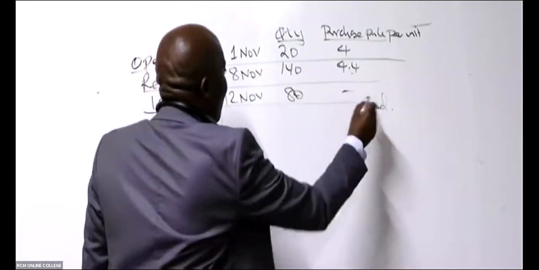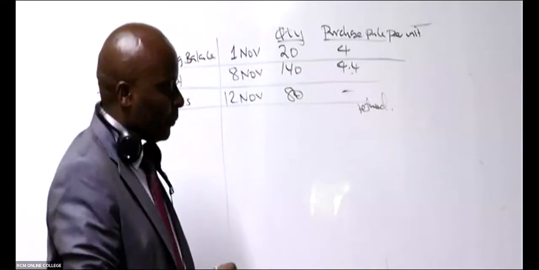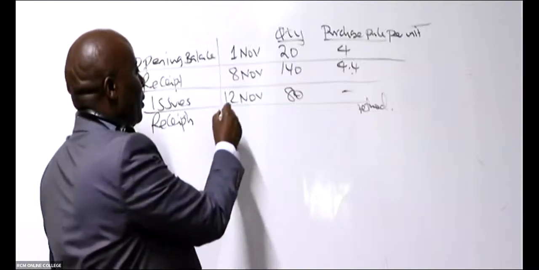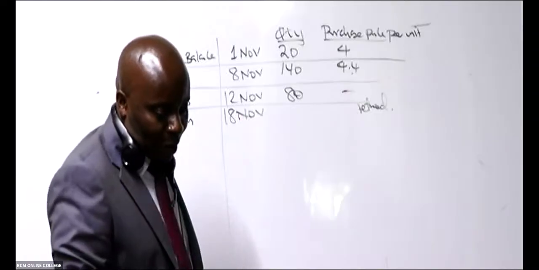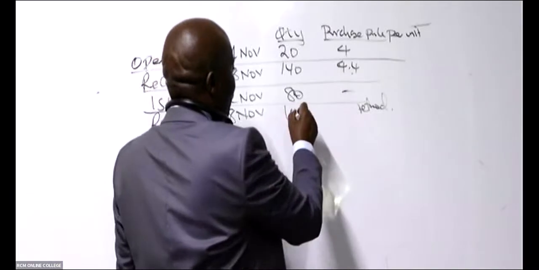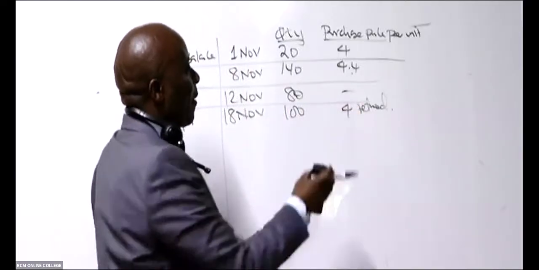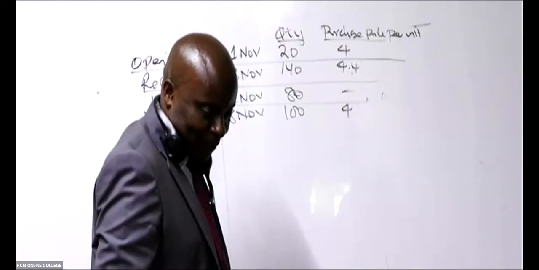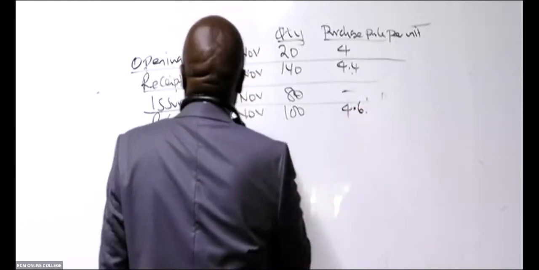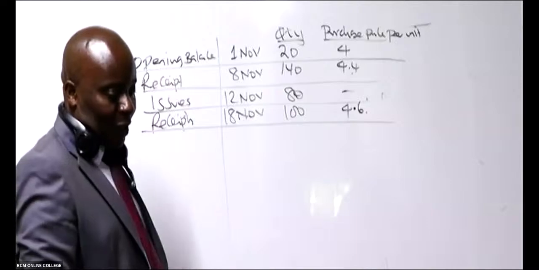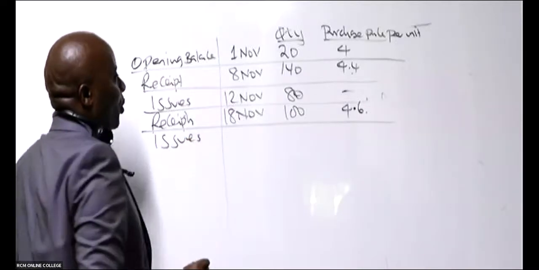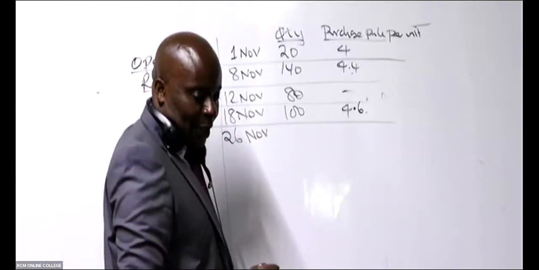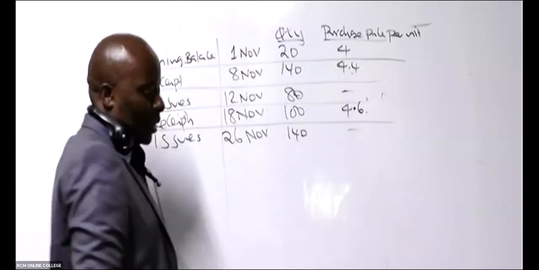We go to the next one. So what do we have over here? Receipts. I can see 18th November. How many units here? 100. Because we received, we are procuring, and I can see the figure is 4.6. Now, after that, we have issues, 26th November, and we issued 140.